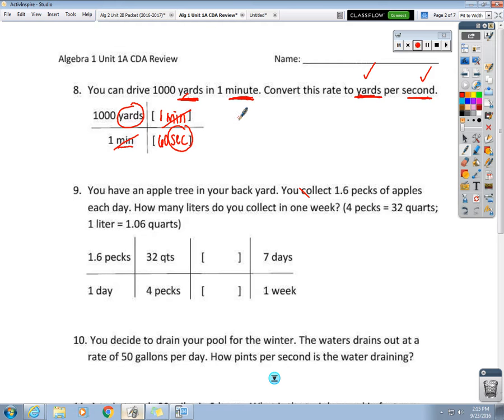1,000 times 1 is 1,000. And then 1 times 60 is 60. And then you divide those and you get 16.67 yards per second.